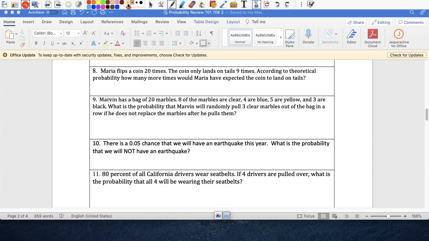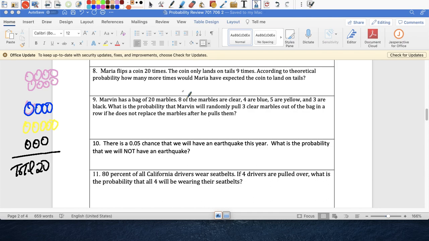So I think I'm going to try to draw this out. So 8 clear: 1, 2, 3, 4, 5, 6, 7, 8. 4 blue: 1, 2, 3, 4. 5 yellow: 1, 2, 3, 4, 5. 3 are black: 1, 2, 3. So 8, 12, 12 and 8 is 20. So we have a total of 20.